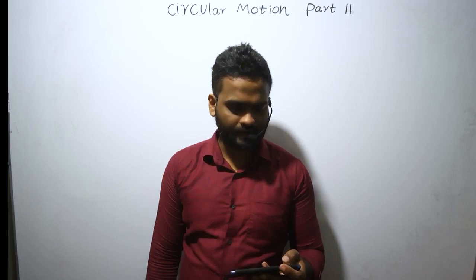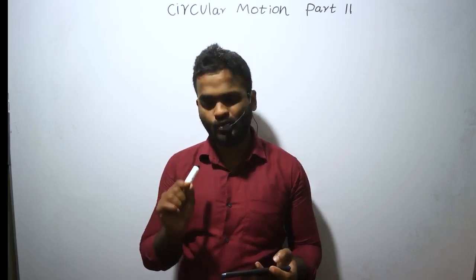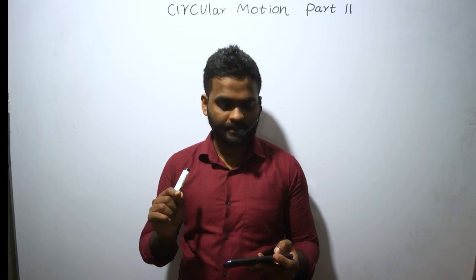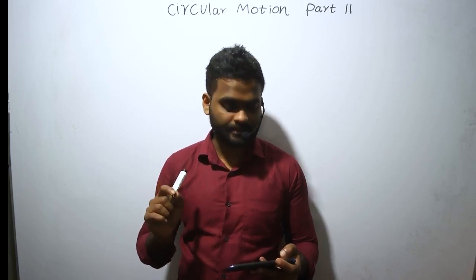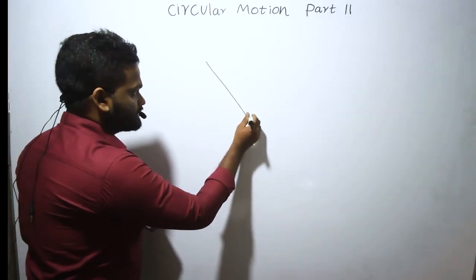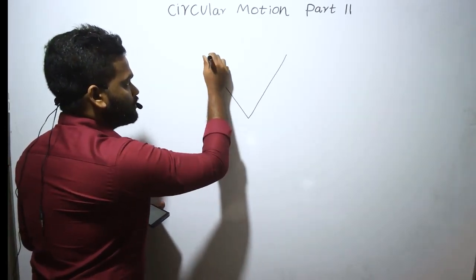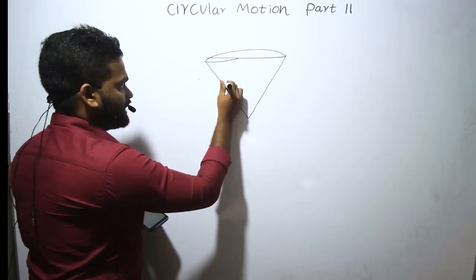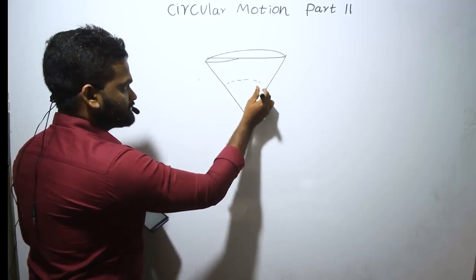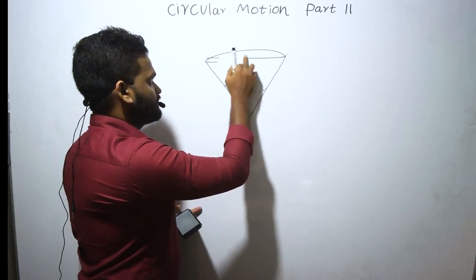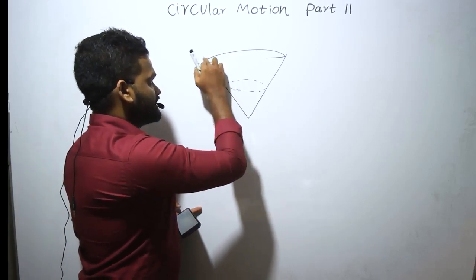Eighth question. The speed of a particle moving in a horizontal circle inside a smooth cone at a height of 0.1 meter is... Okay, so you have a cone like this, and they say it is a smooth cone, right? Inside this cone, the particle does this circular motion. You can see that the surfaces are smooth, right?